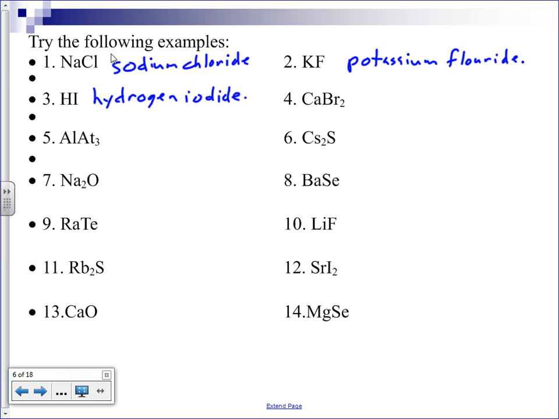And then I've got calcium with bromine. Do I need to put anything in to indicate there's a 2 there? No. Calcium chloride. Oh, bromide, sorry. It's a good thing it's Friday. Calcium bromide. And then lastly here, we've got aluminum and astatine.